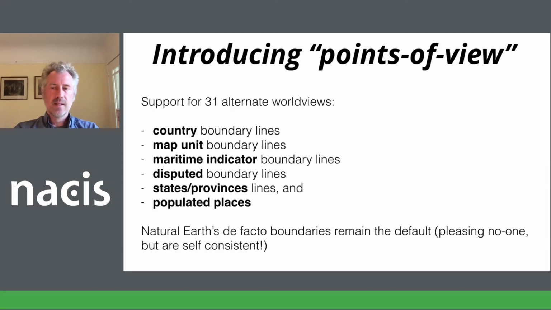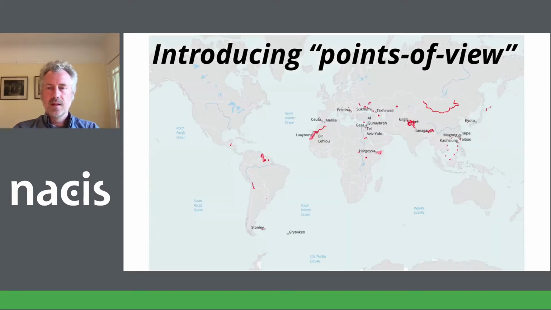So without further ado, I introduce points of view for 31 alternate worldviews. It's important to note that Natural Earth's de facto boundaries remain in effect, pleasing no one, but at least it's self-consistent. Let's have a closer look at those boundary lines for countries, states, provinces, and populated places.